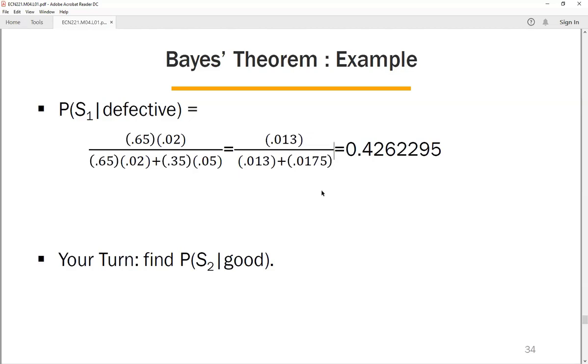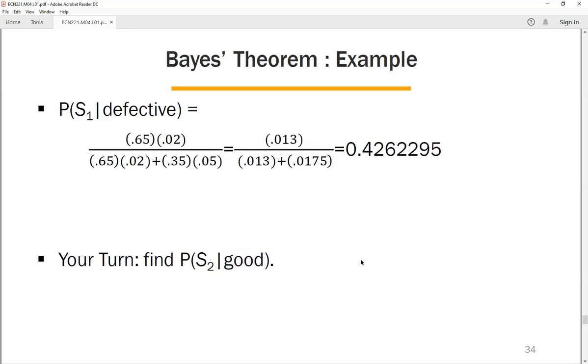Okay, so once you've checked that, then I'd like you to go ahead and practice this. Go ahead and pause the video and work through it, and then you can check your answer. Find the probability of a part coming from supplier 2, given that we already know that the part is good.